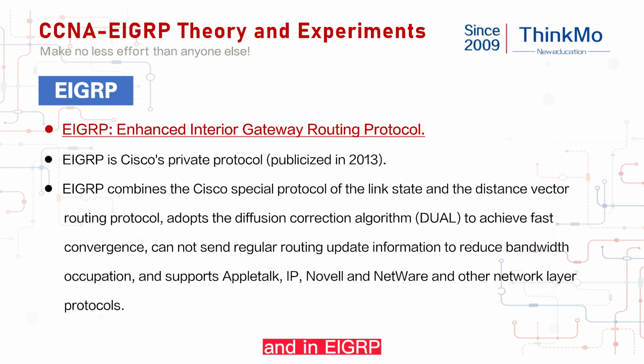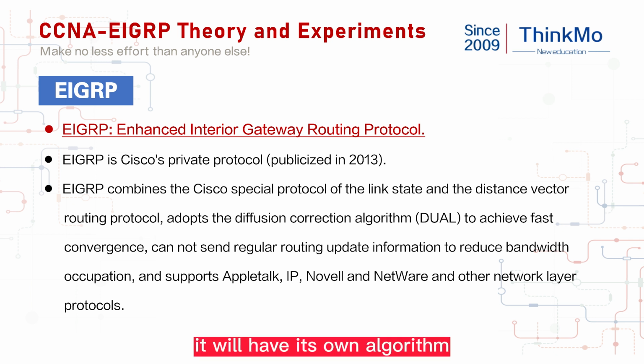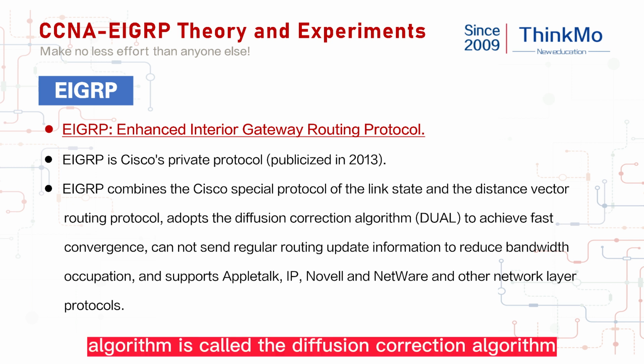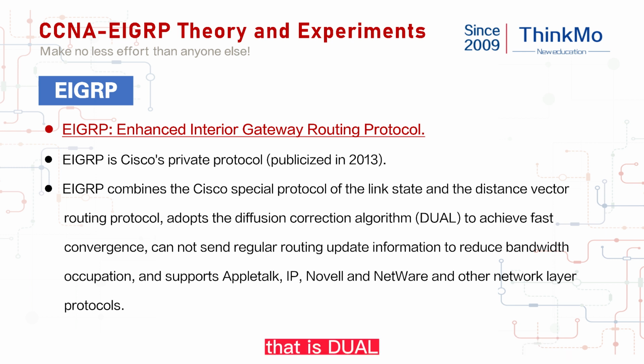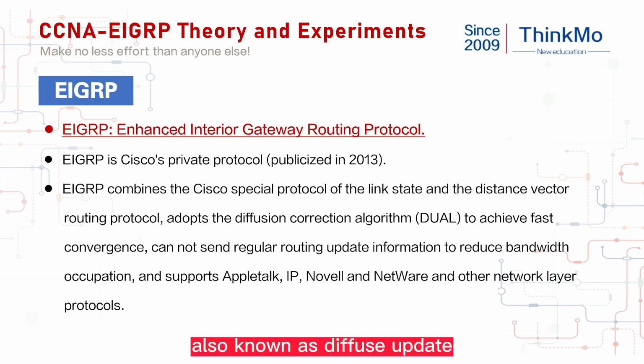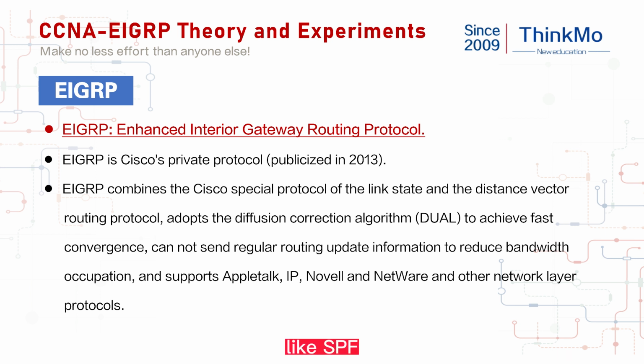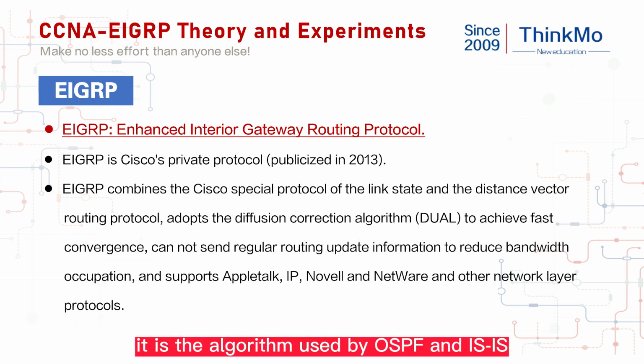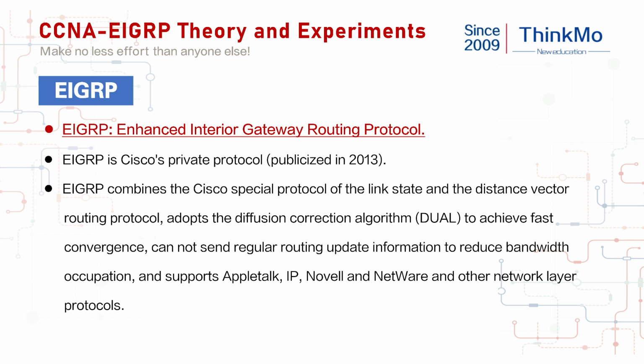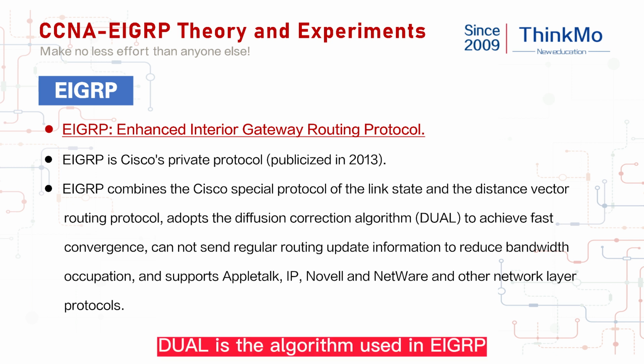And in EIGRP, it will have its own algorithm. This algorithm is called the diffusing update algorithm, that is DUAL. Like SPF, which is the algorithm used by OSPF and ISIS, DUAL is the algorithm used in EIGRP. We will also talk about the specific content of this algorithm today, including how to judge distance vector routing protocols and link state routing protocols.